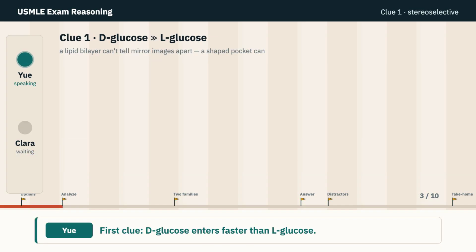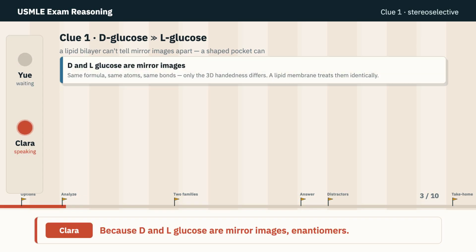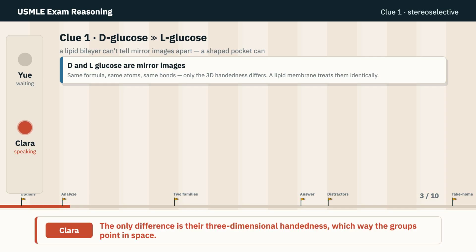First clue, D-glucose enters faster than L-glucose. Why does that decide anything? Because D and L-glucose are mirror images, enantiomers. Same molecular formula, same atoms, the same bonds connecting them. The only difference is their 3-dimensional handedness, which way the groups point in space.